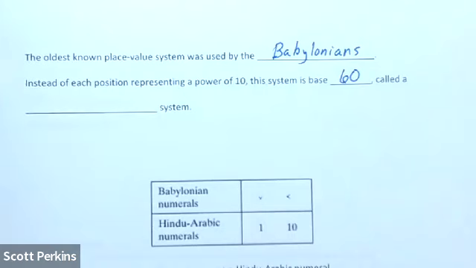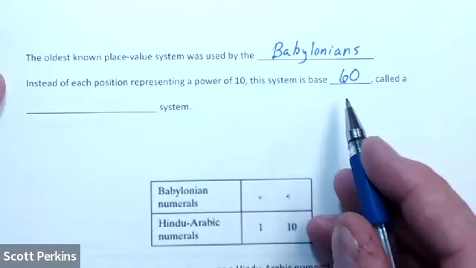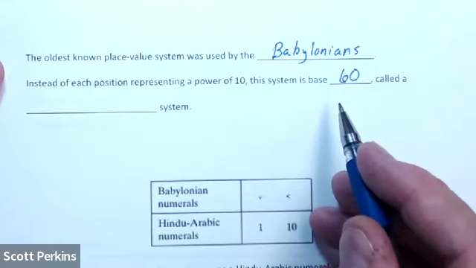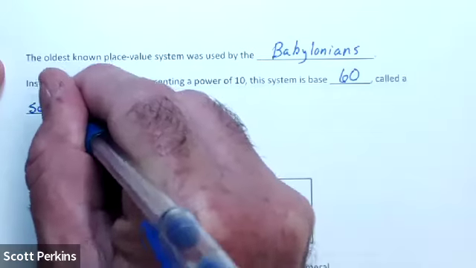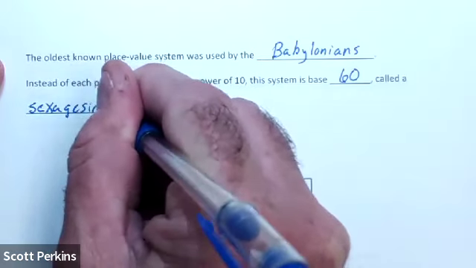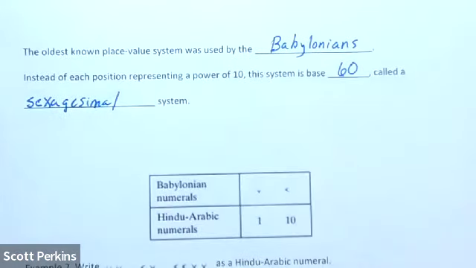Because probably they were really familiar with using circles and angles, and they had divided up things into 60s. I'm including this because it's a fun word to say and spell. This is called a sexagesimal system. That's a mouthful. Instead of a decimal system, it's called a sexagesimal system.